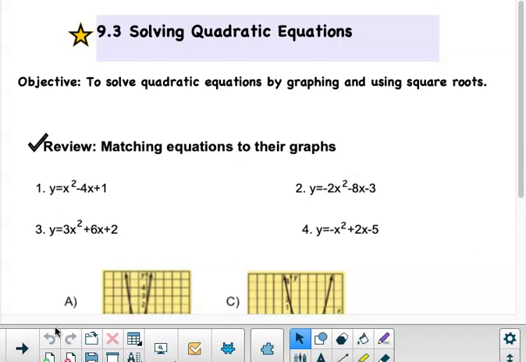Our objective today is to solve quadratic equations doing two things. One of them is going to be by graphing, and one of them is going to be by using square roots. So today we're going to talk about why we've been graphing or what that can be useful for, but then we're going to start to look at some other ways for us to solve these quadratics. So even this, we have not even really talked about what solving a quadratic means yet. So we'll talk about that, and then we will get you lots of practice with everything that we're asking you to do.